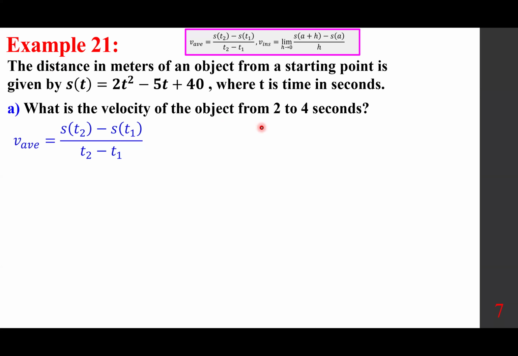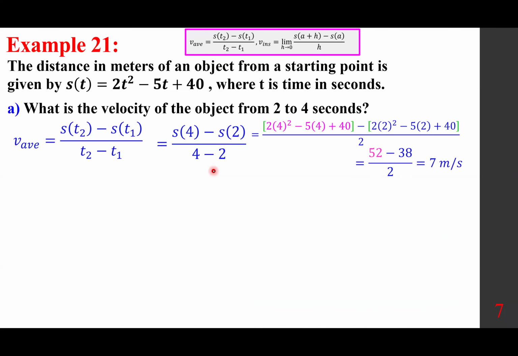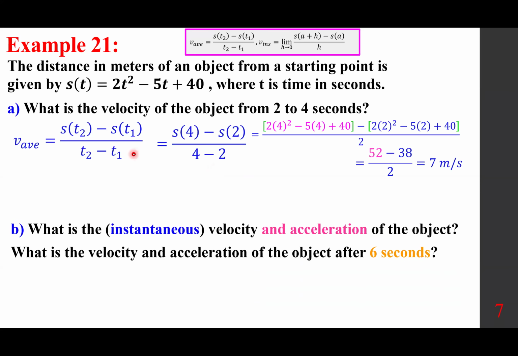Just plug in 4 and then plug in 2, and then t2 minus t1, 4 minus 2. It's a simple case of finding the average velocity: total distance, s of 4 minus s of 2, over total time, 4 minus 2. You plug in and you end up with 7 meters per second, units of the numerator over the units of the denominator. So that's pretty straightforward.